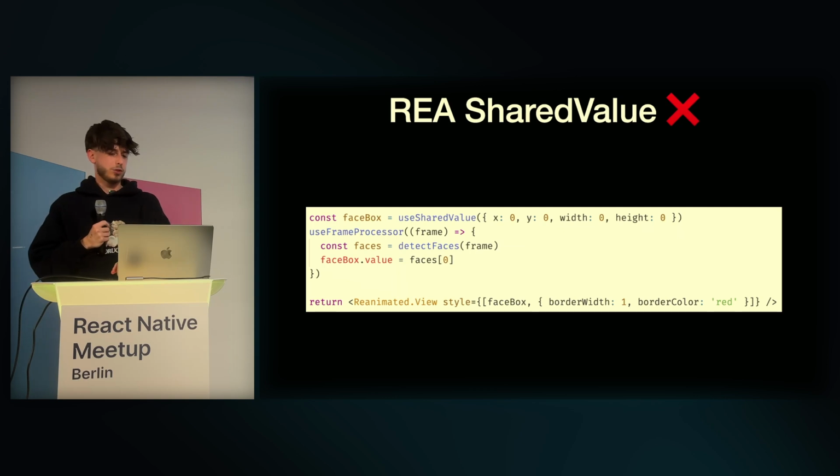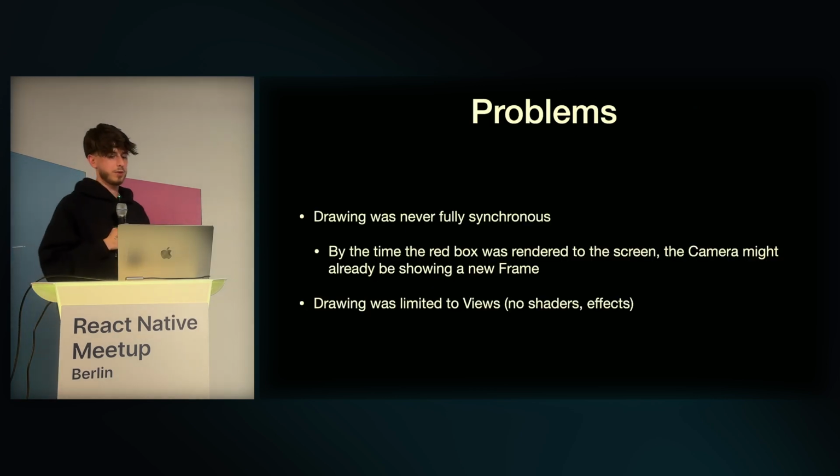So there's two problems with both of those approaches. First of all, drawing was never fully synchronous, meaning we detect faces. We have a face here maybe, and then I might move already, so the camera already shows my face in a different position, but the view is still in the old position because it's just not fully synchronous.